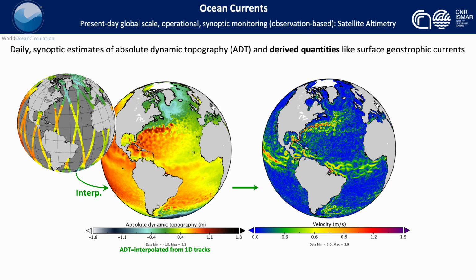Currently, the monitoring of the ocean surface currents is provided by constellations of radar altimeters that observe the ocean surface along one-dimensional tracks as depicted on your left. This information is then interpolated in order to get two-dimensional absolute dynamic topographies, from which in the end we derive the surface geostrophic circulation as depicted on your right.